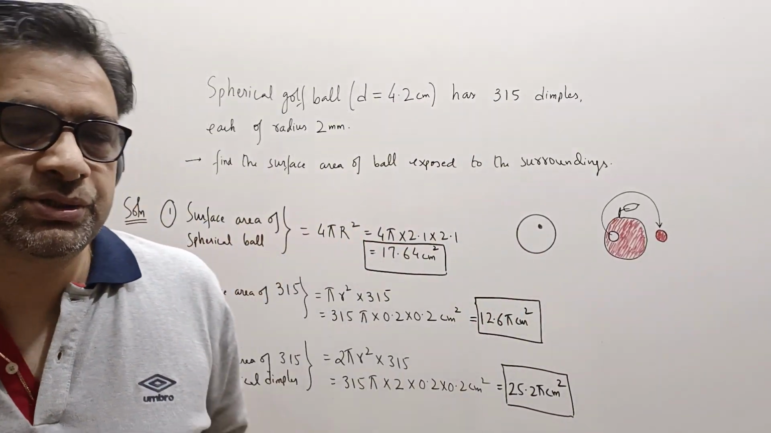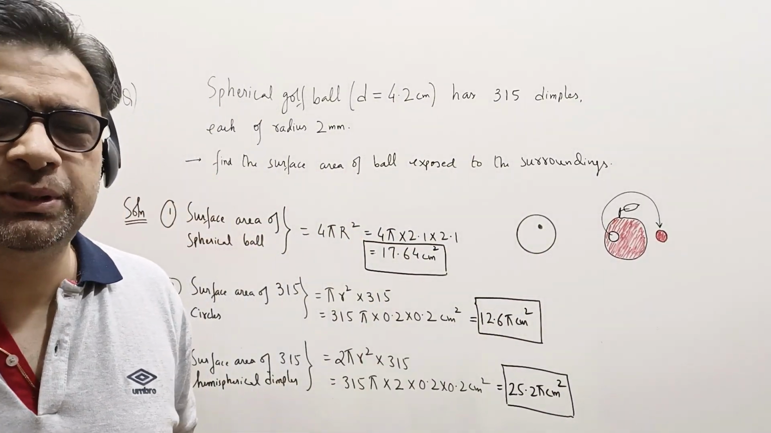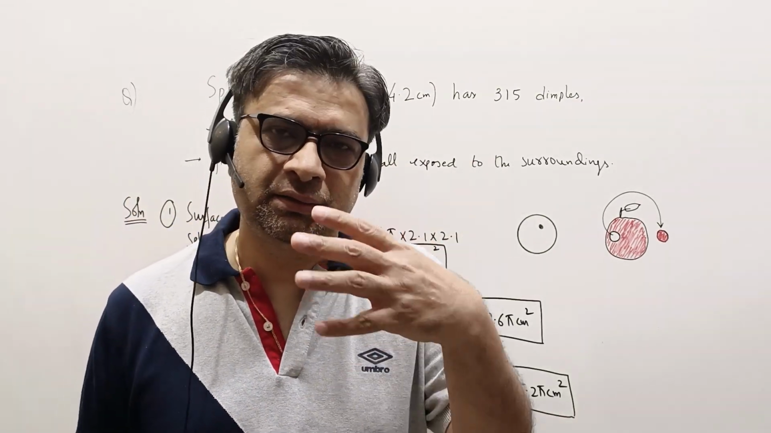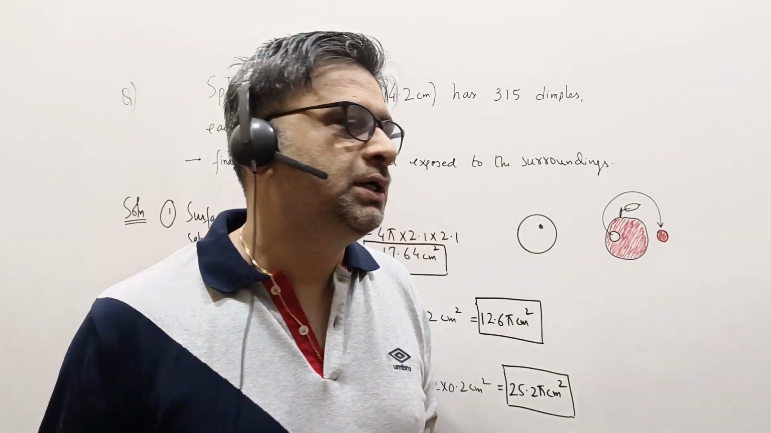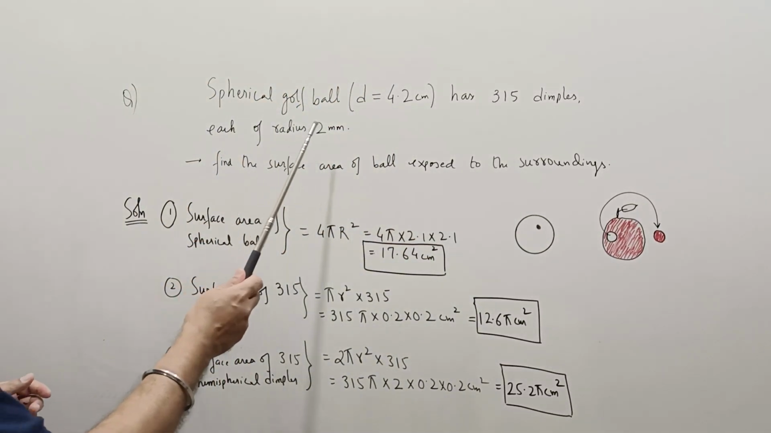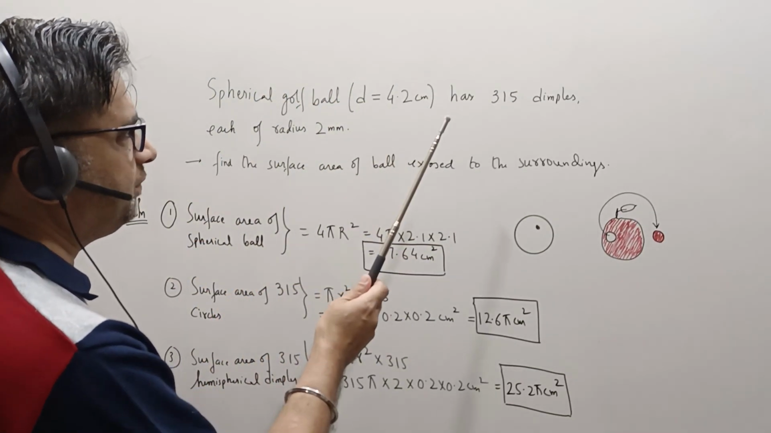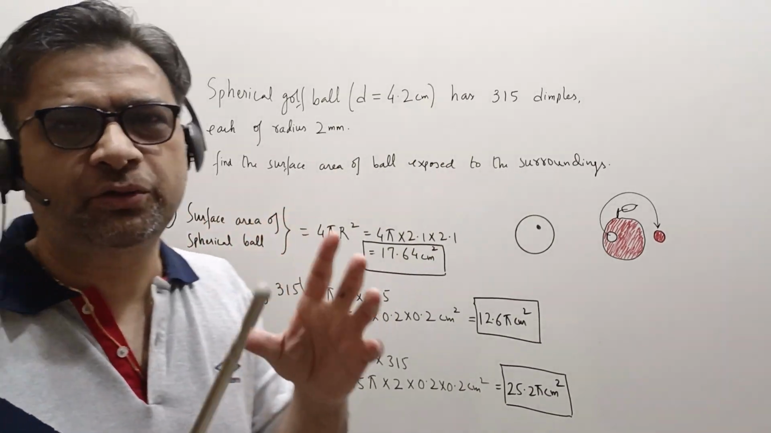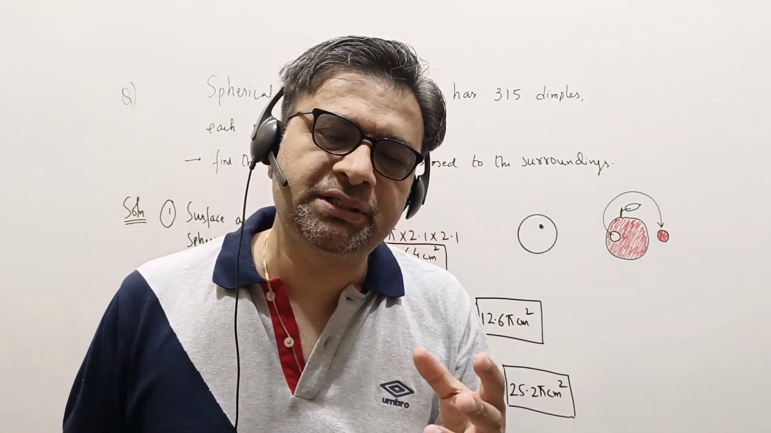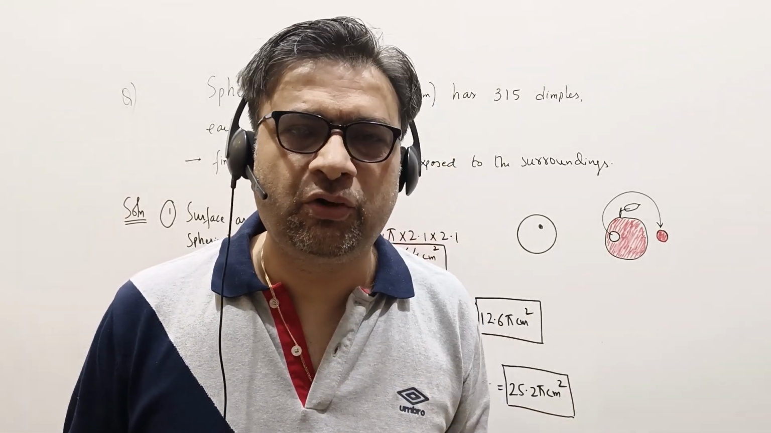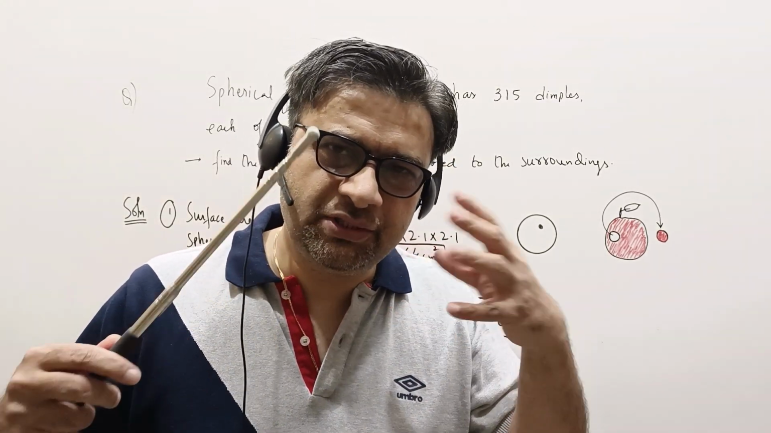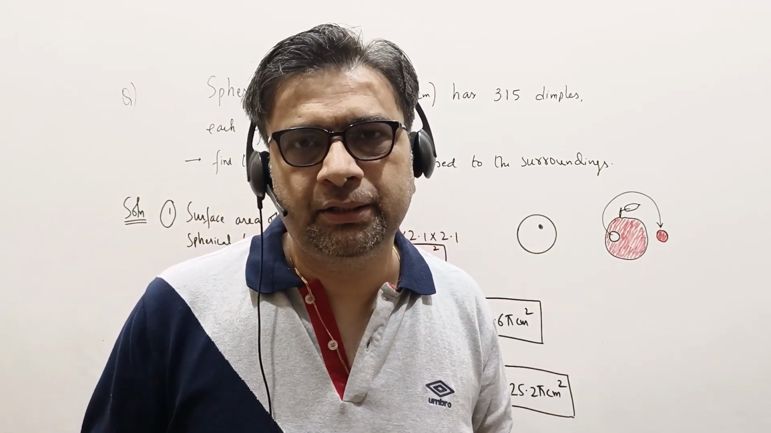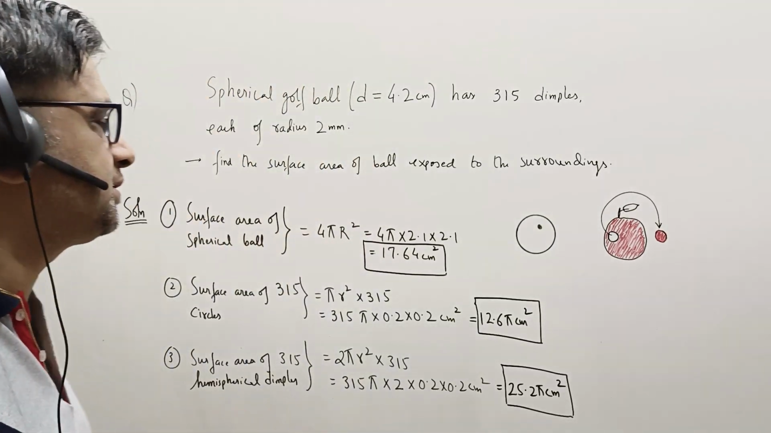Hello all. So this question came in the 2024 class 10 board exam, which was held in February March 2024. The question is, a spherical ball having a diameter of 4.2 centimeters has 315 dimples. Well, this is just part of the question. The question had 3 bits, out of which the first 2 were straightforward. The third one involves visualizing and understanding the overall picture clearly, and that's what we are trying to explain in this video.